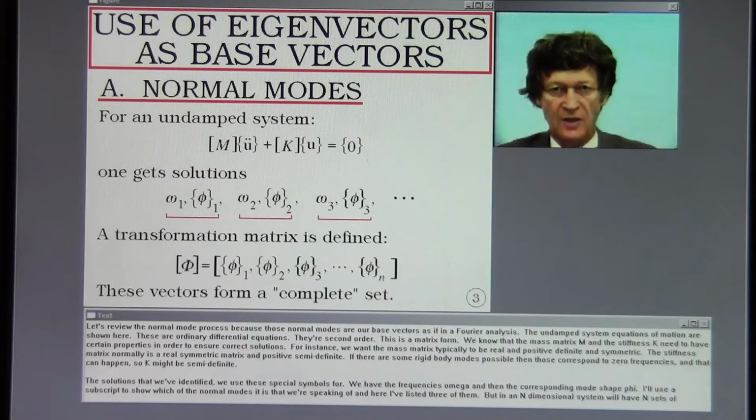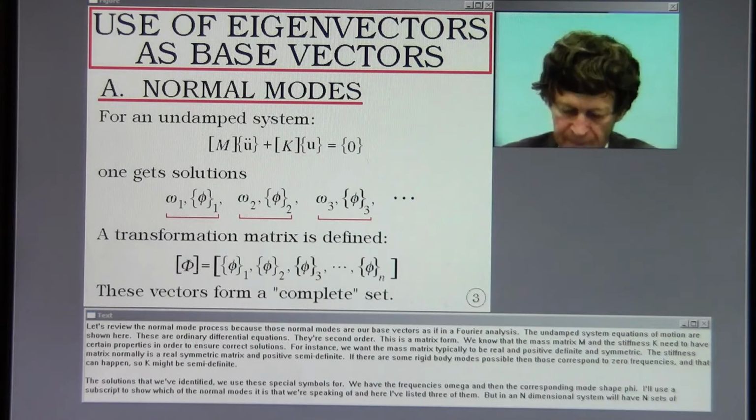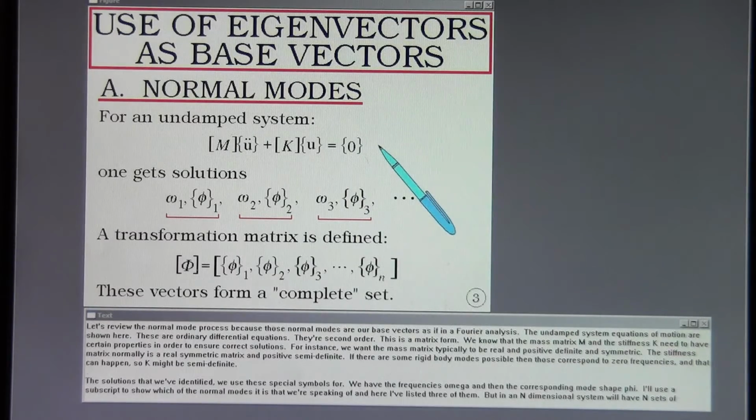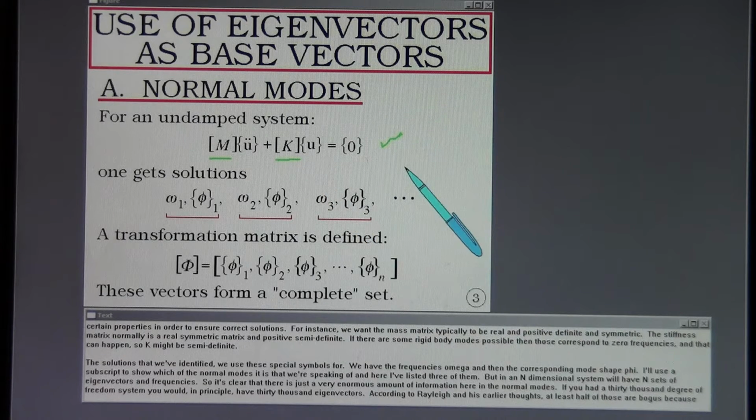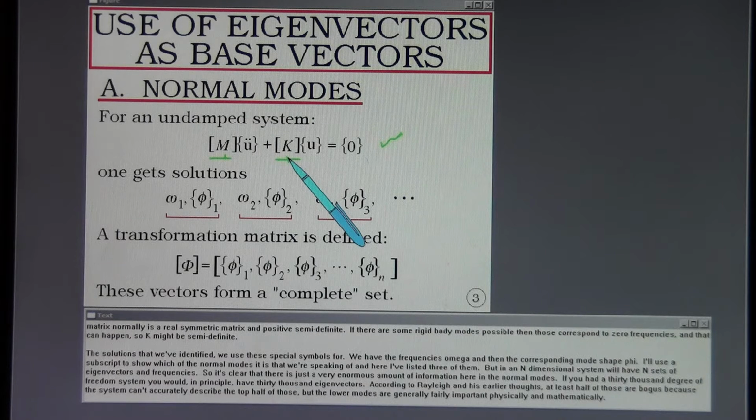Let's review the normal mode process because those normal modes are our base vectors, as if in a Fourier analysis. The undamped system equations of motion are shown here. These are ordinary differential equations. They're second order. This is a matrix form. We know that the mass matrix M and the stiffness K need to have certain properties in order to ensure correct solutions. For instance, we want the mass matrix typically to be real, positive definite, and symmetric. The stiffness matrix normally is a real symmetric matrix and positive semi-definite. If there are some rigid body modes possible, then those correspond to zero frequencies, and that can happen. So K might be semi-definite.